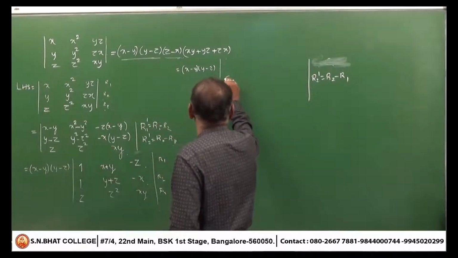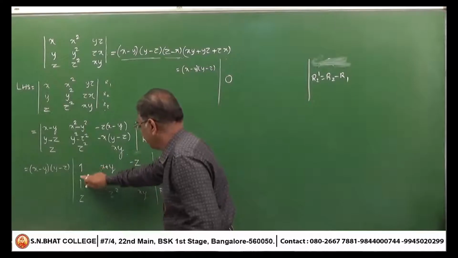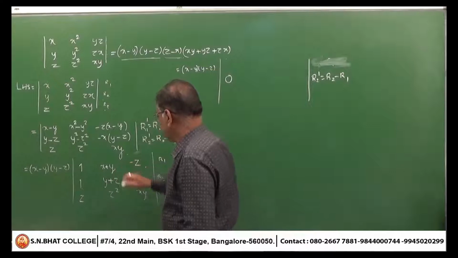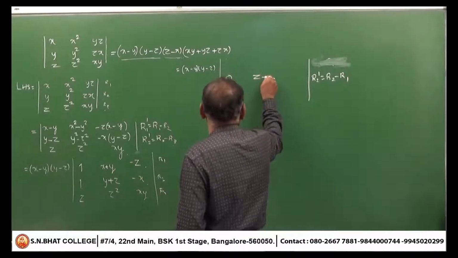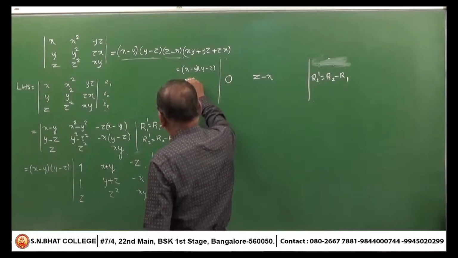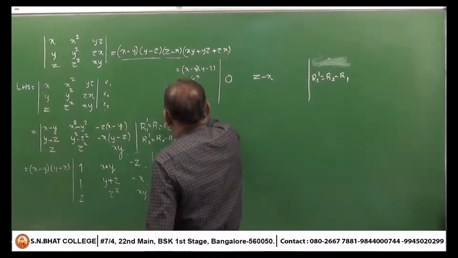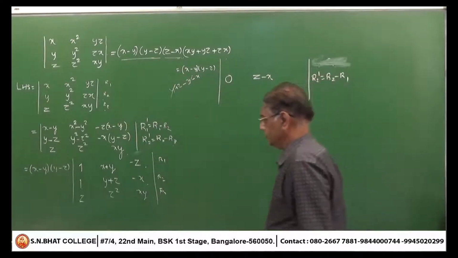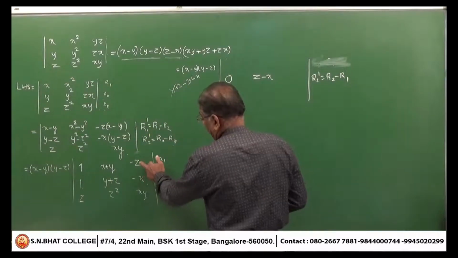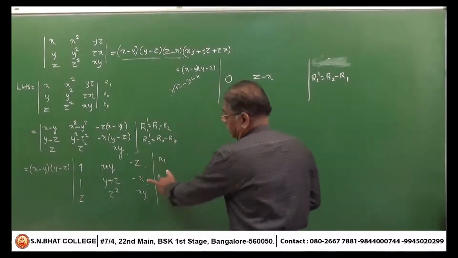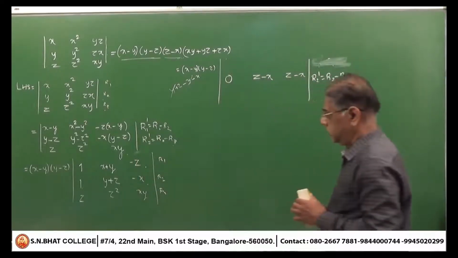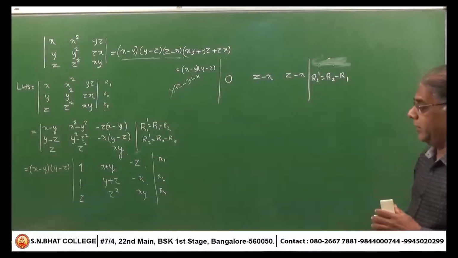R2 minus R1: 1 minus 1 is 0. This minus this. Plus y minus y get cancelled. We are left with z minus x. This minus this, y plus z minus y minus x, z minus x you will get. Next R2 minus R1, minus x plus z is z minus x. R2 dash is R2 minus R1.